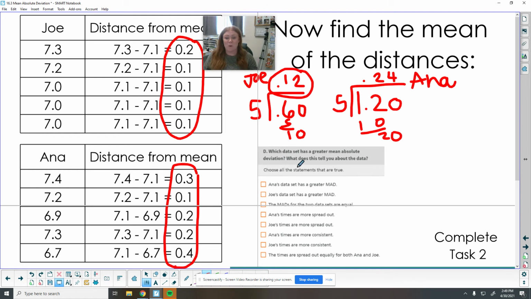So let's take a look at what this tells us. So Anna's data has a greater MAD, right? 0.24 is bigger than 0.12. Or is Joe's bigger? Or are they equal? So whose times are more spread out? Remember, the bigger the MAD, the bigger the spread. And if it's smaller, that means who is more consistent? The smaller MAD is more consistent. Or are they equal? So go ahead and complete task 2 and then come back when you are ready for task 3.